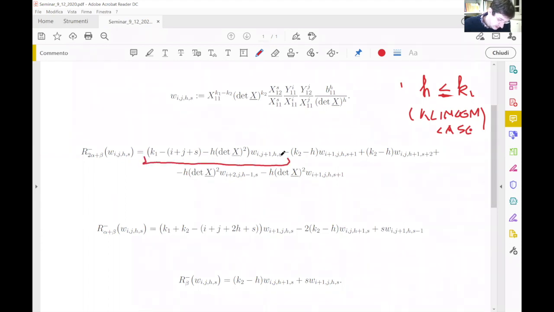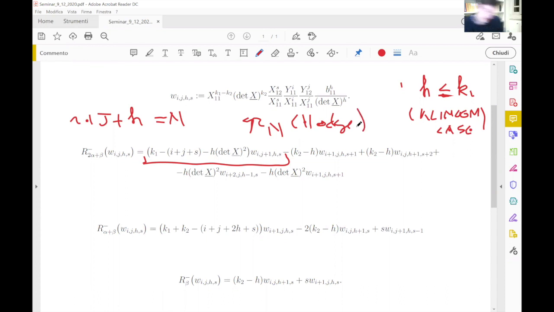One term is here. So you see that these three derivations, the filtration given by E plus J plus H equal to N, give the graded N part of the Hodge filtration on these spaces. And you see that these derivations actually increase the weight filtration by one, as you would expect by Griffiths transversality.